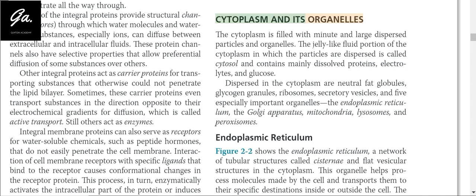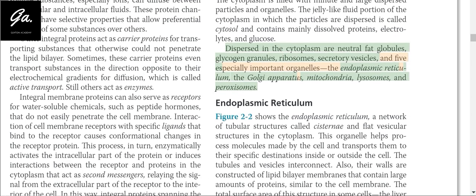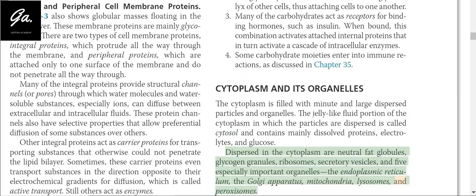Cytoplasm and its organelles. The cytoplasm is filled with minute and large dispersed particles and organelles. The jelly-like fluid portion of the cytoplasm in which the particles are dispersed is called cytosol and contains mainly dissolved proteins, electrolytes, and glucose. Dispersed in the cytoplasm are neutral fat globules, glycogen granules, ribosomes, secretory vesicles, and five especially important organelles: the endoplasmic reticulum, the Golgi apparatus, mitochondria, lysosomes, and peroxisomes.